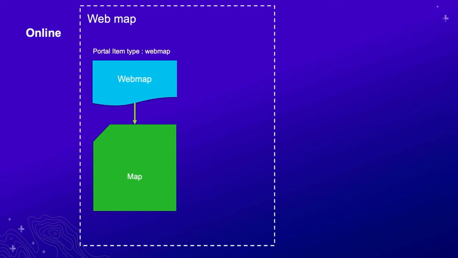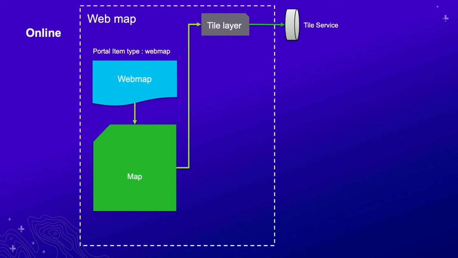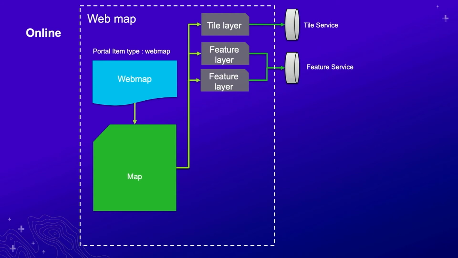But the map can have a tiled layer. It's backed by a tiled service. It can have feature layers. Feature layers are backed by feature services. A feature service can have multiple layers coming from it, and you can have any number of feature layers and connect into any number of feature services inside of your map.